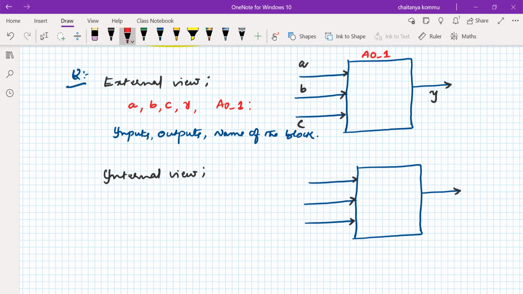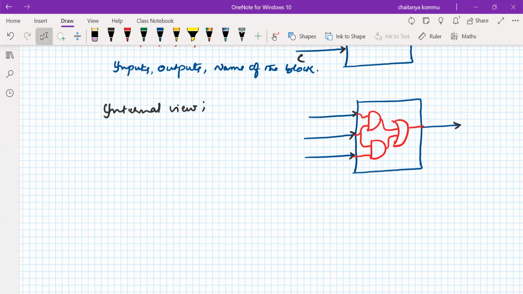So for example, I'll write something like this. One OR gate is here, sorry, one AND gate is here, another AND gate is here, one OR gate is here. It is connected here, this is also connected here, this is connected here. Something like this we can visualize, right? Do you agree with me? So the internal structure of the logic, the internal structure of the digital circuit, is the internal view.